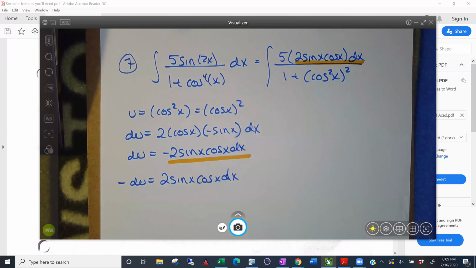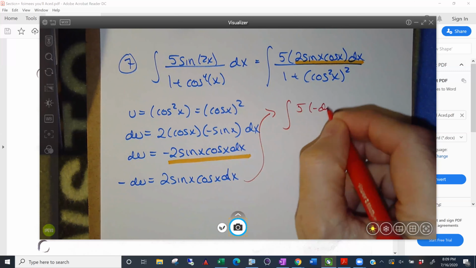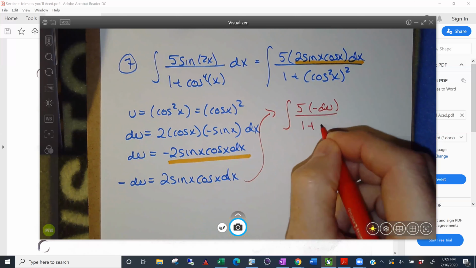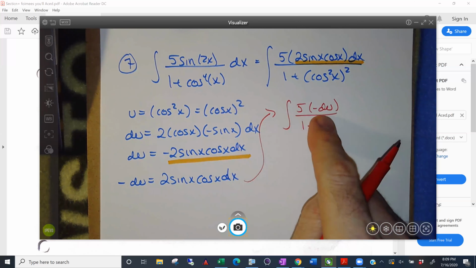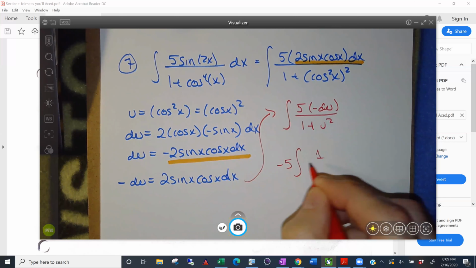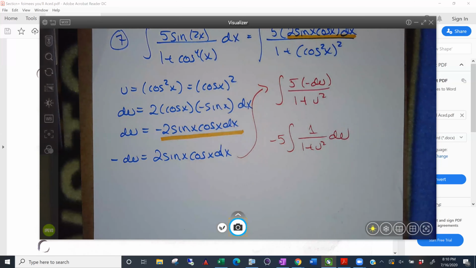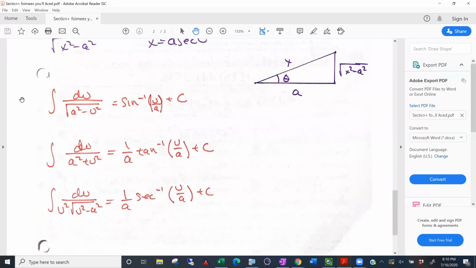Let's see. That's going to become 5 times negative du over 1 plus u squared. And the negative and the 5 can come out in front. So negative 5 times the integral of 1 over 1 plus u squared du. And that's looking an awful lot like my arctan. In fact, as a bonus, since a is 1 for us, I don't have to worry about that term out in front here. That 1 over 1 is going to disappear. So it's just going to be the arctan of u over 1, or the arctan of u. Perfect.